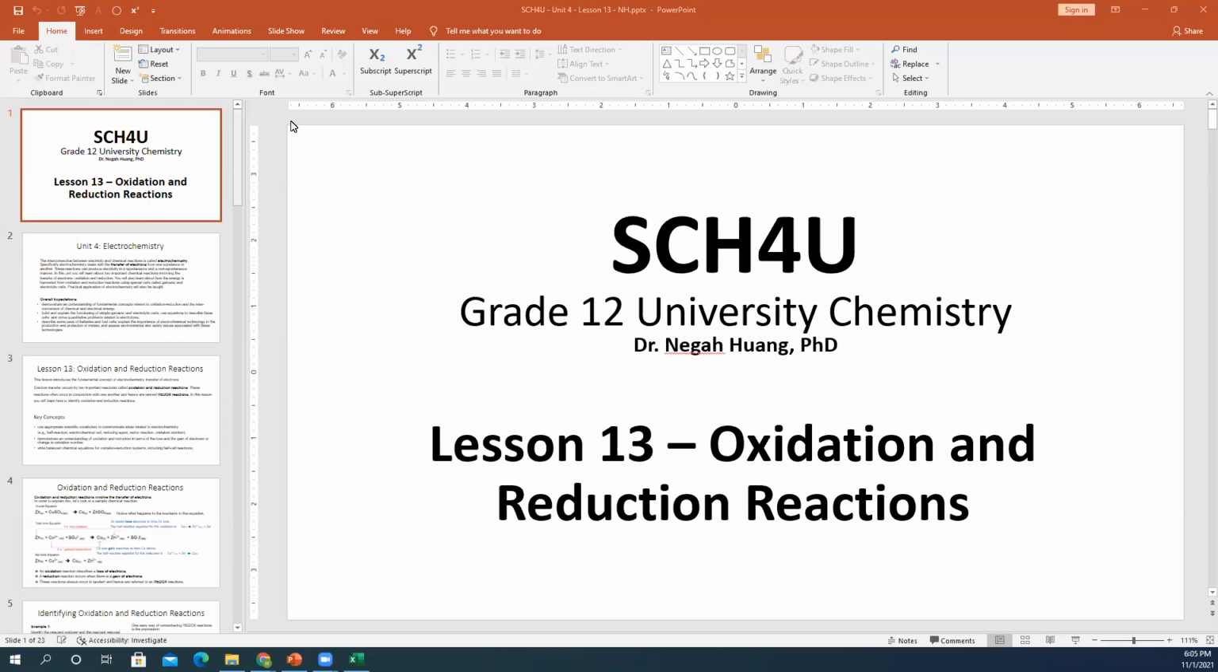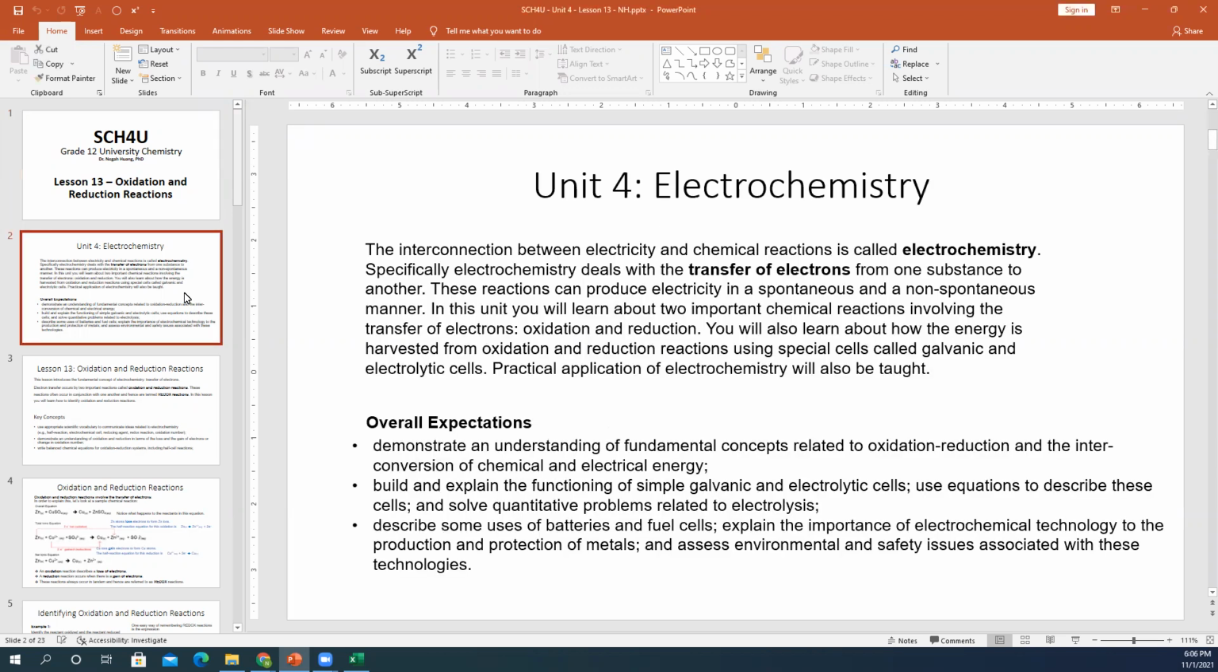All right, so now we are starting our second last unit of our chemistry course. This is unit number 4 that we are beginning. The subject of this unit and all of the lessons here in this unit is electrochemistry.